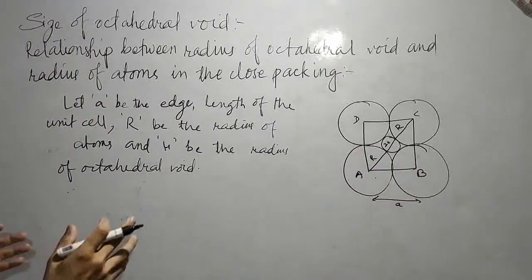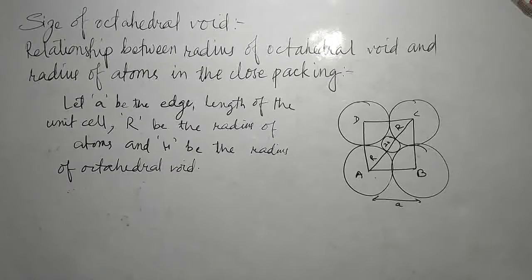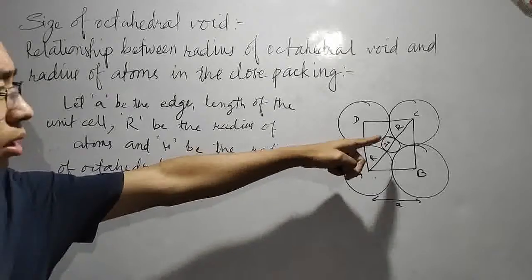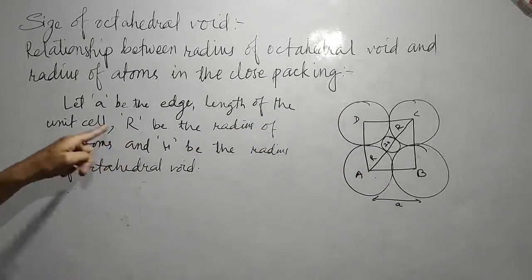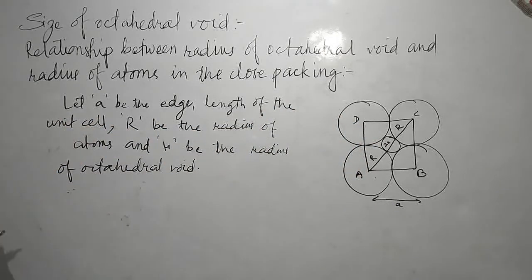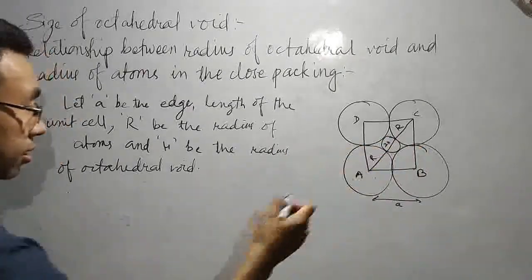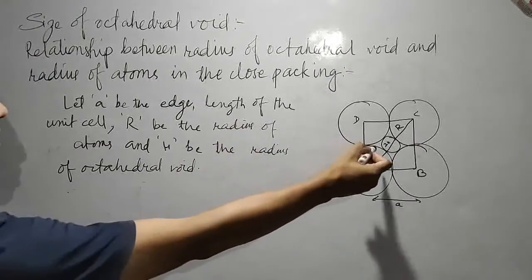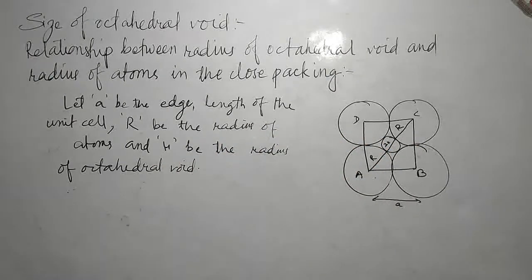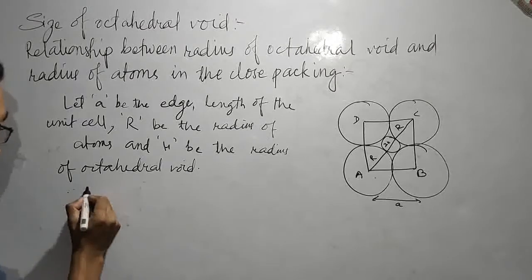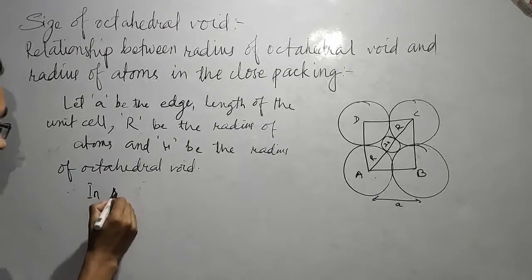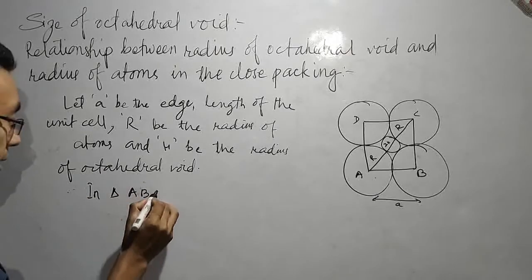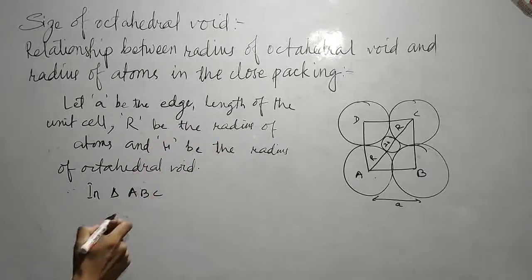Now next part. Here we are trying to find out the value of r. In order to make it simpler, we try to relate the small r with the capital R, that is the radius of the atoms, and that way we will find out by what factor the radius of the octahedral void differs. So now let's take triangle ABC.